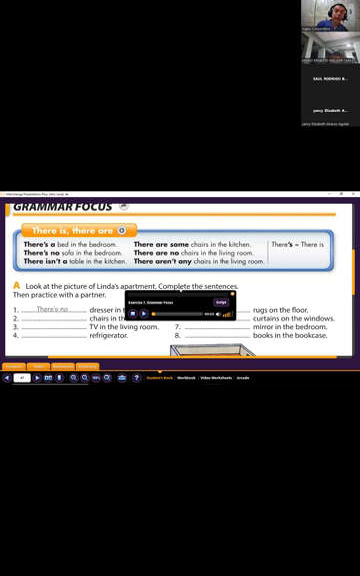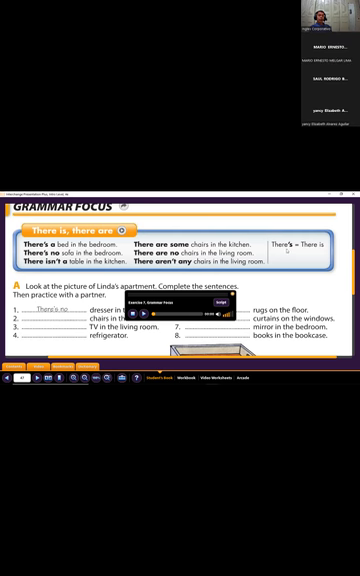Now, class, notice that the first part is singular. It said there is a bed, only one bed. In negative, there is no sofa, or you can say there isn't a sofa in the bedroom, right? And then we said there isn't a table in the kitchen. All of these are singular, right? Then in plural, we say there are some chairs in the kitchen. There are no chairs in the living room. Or you can say there aren't chairs in the living room. Then we have this. There aren't any chairs in the living room.